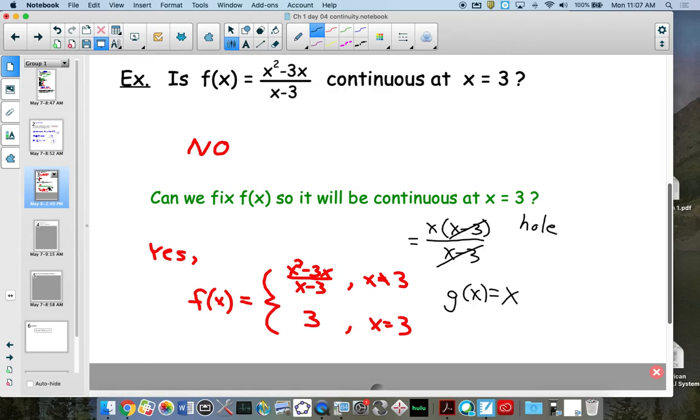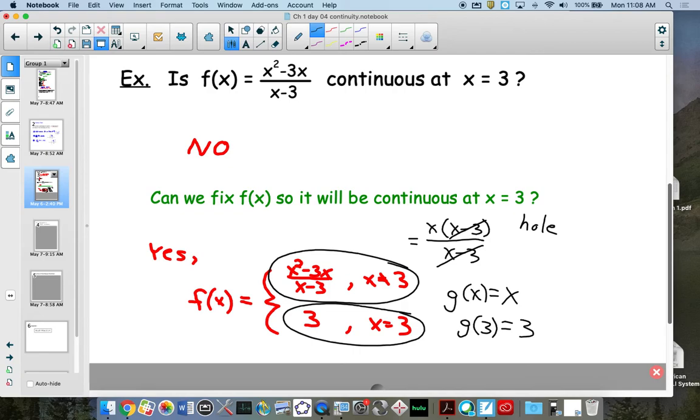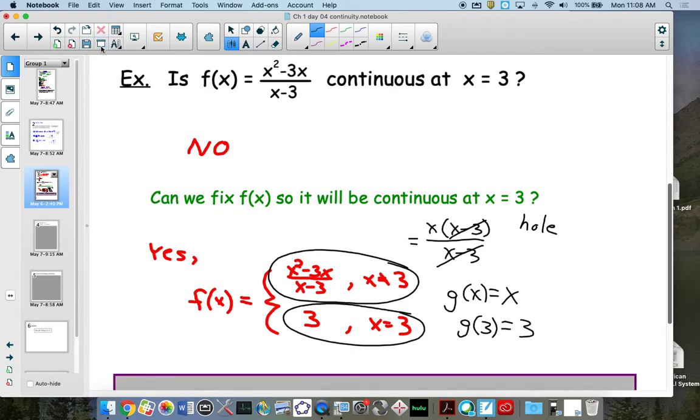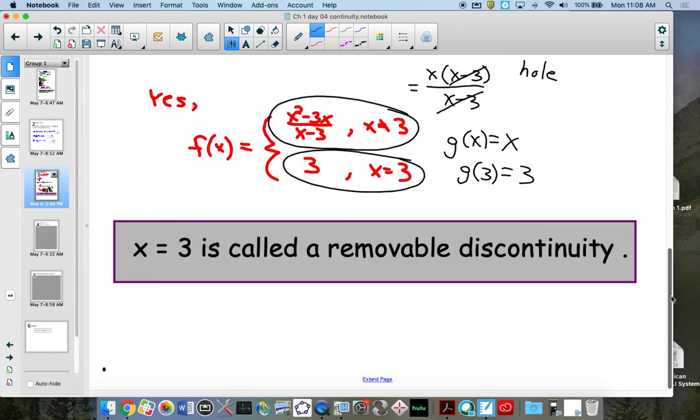So f(x) has a hole. It's actually the line y equals x with a hole at x equals 3, and g(x) doesn't have the hole there. So all we want to do is figure out what's the y value where that hole is, and we can figure that out by evaluating g after we had canceled the factors, and that'll be 3. So in this piecewise function, we've got f(x) for all the values in its domain, and then we're going to add this one, and that's basically just filling in the hole. So we call that a removable discontinuity. We're able to fix that problem.